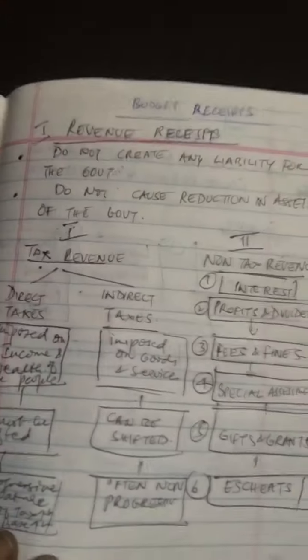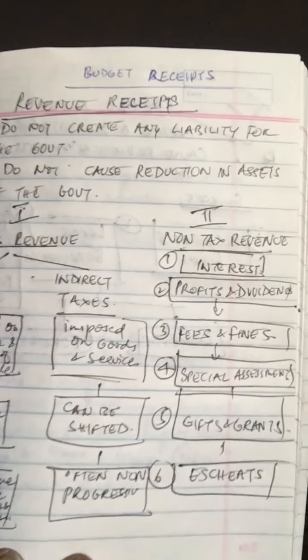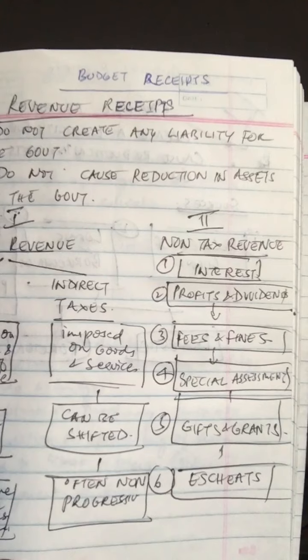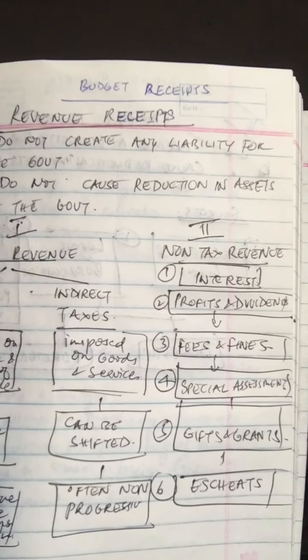In the last class we were doing budget receipts, and in that we were doing the revenue receipts, and we talked about taxes. Now we're going to do the non-tax revenue. So these are the revenue receipts. Let's take the non-tax. What is non-tax revenue? These include receipts from sources other than tax.